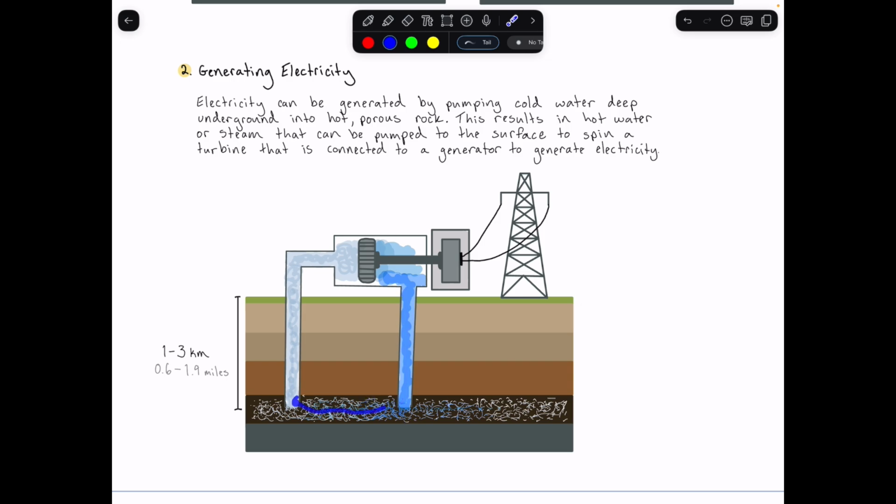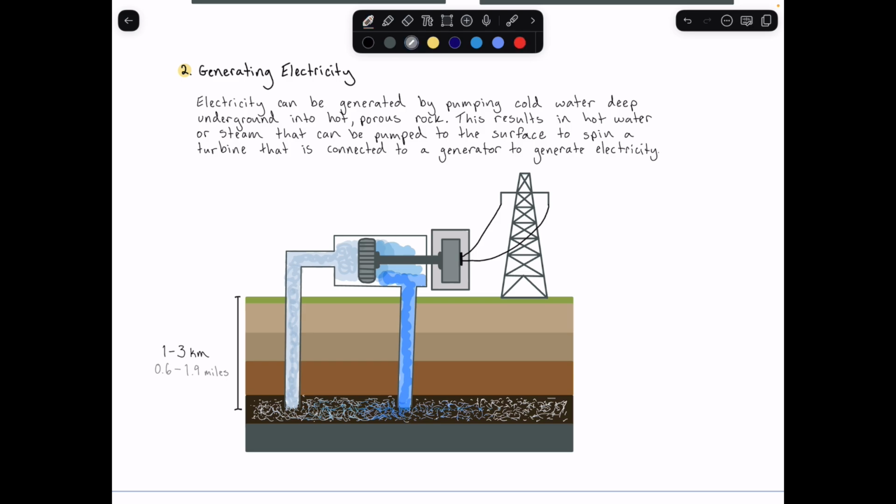That water picks up that heat, is generally turned to steam or a mix of water and steam, and is then pumped to the surface. That steam is then used to spin a turbine, and then once it cools down, it's pumped back underground to iterate through this cycle. And the way that it generates electricity is very, very similar to how coal-fired power plants and natural gas power plants generate electricity.